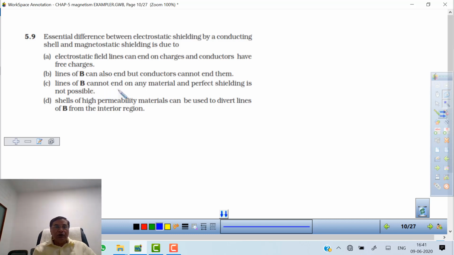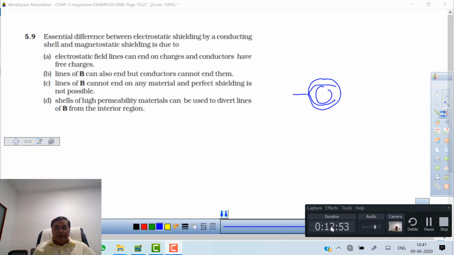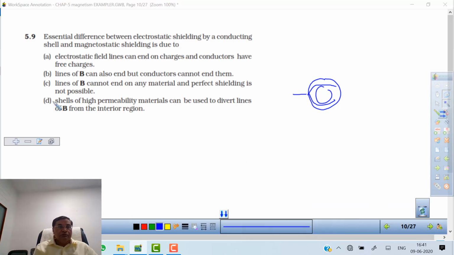Lines of B cannot end on any material and perfect shielding is not possible. Shells of high permeability material can be used to divert lines of B from the interior region. Suppose you have a hollow material and you apply the field, so it will go around like this. So the interior is not affected. So D is the right one. One thing is sure, option D is correct.